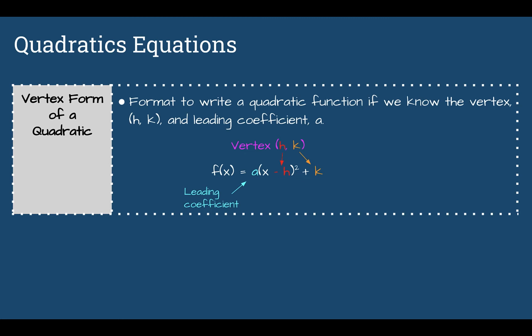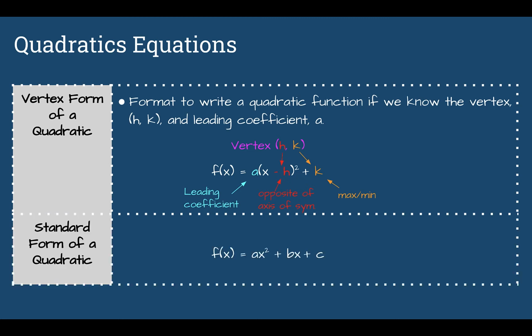One thing I do want you to notice, h is the opposite in the equation versus the vertex, while k is the same. So it's going to be the opposite of h, same k. If we're thinking about the features that these go along with, h is the opposite of your axis of symmetry, while k is either your maximum or your minimum. Our other format is standard form. Now, this format, there's not really any special meaning here. It's just in order from largest exponent to smallest exponent: ax squared plus bx plus c.